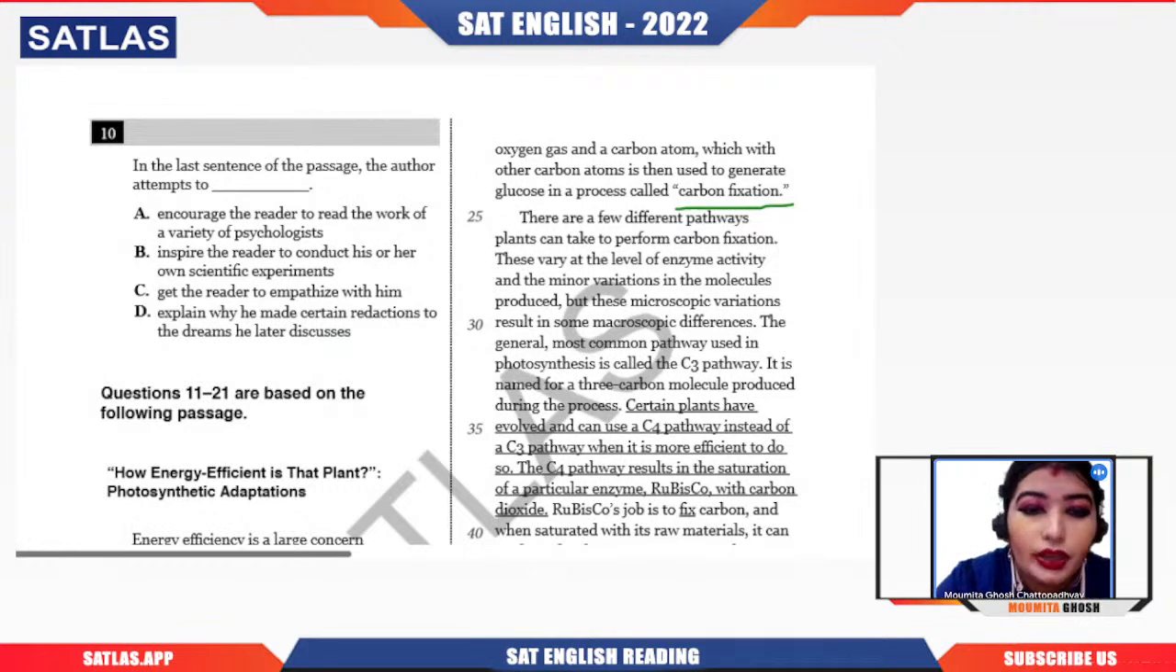Okay, so up till this, okay, Abhi Sharma, hello. So up till this, is the carbon fixation process clear to each and everyone?